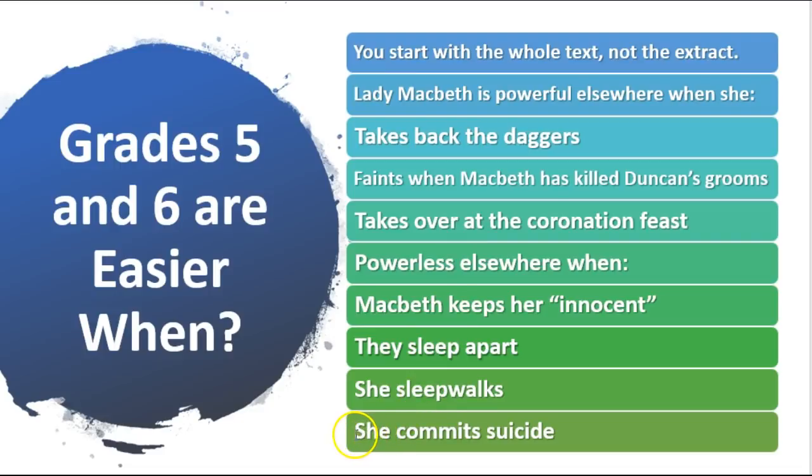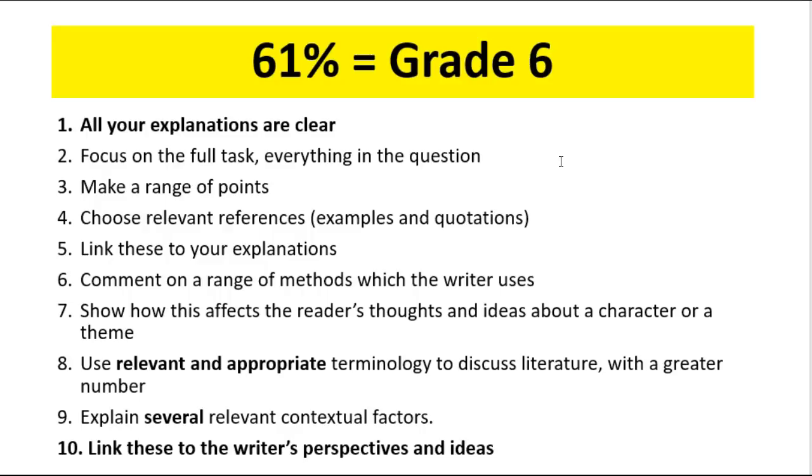And rather than writing about the end of the play, because she doesn't make it that far, you're going to write about her ending. So by starting with the play as a whole instead of just the extract, you're automatically showing that you're focusing on the full task. You will automatically make a range of points. You will automatically have relevant examples. And this will also give you a range of methods. Really, really easy to get into the grade 6.